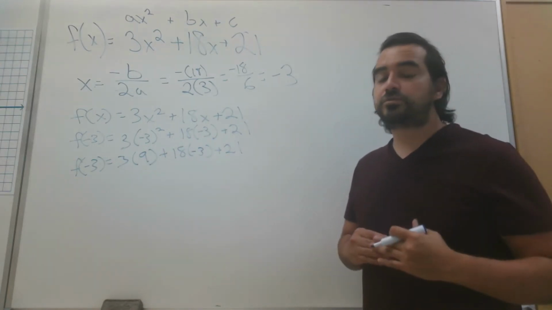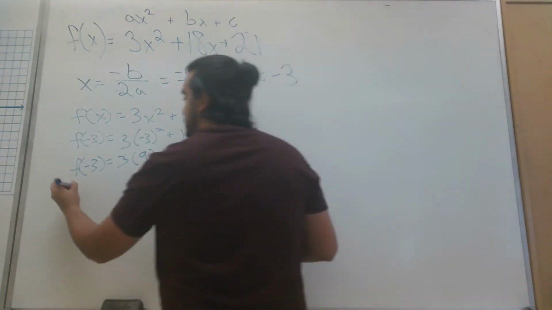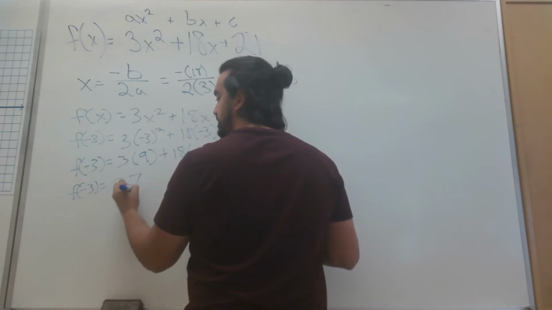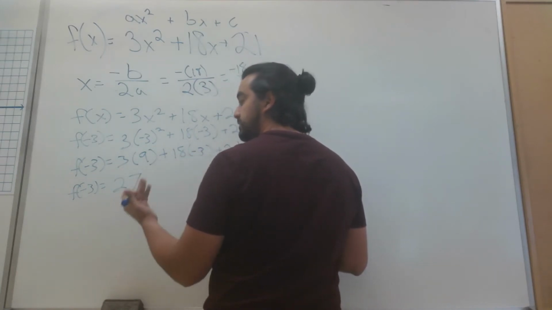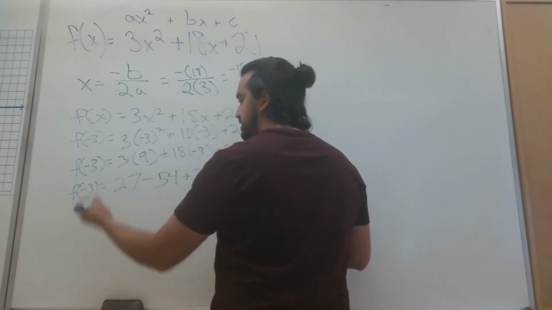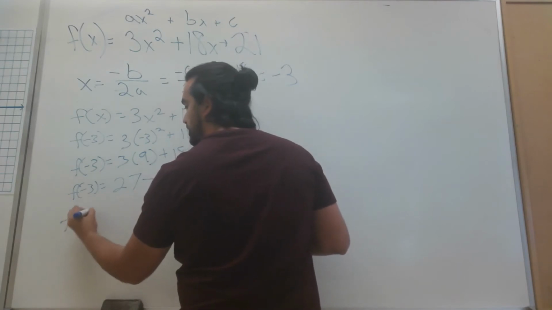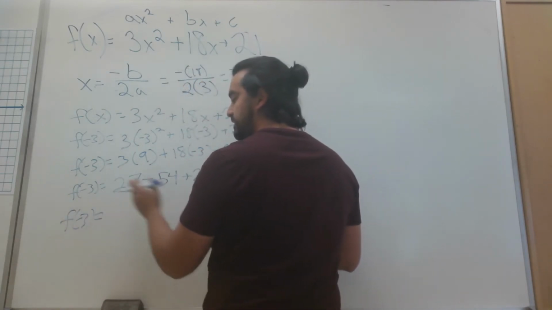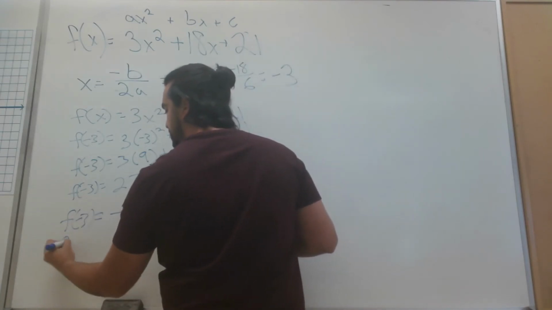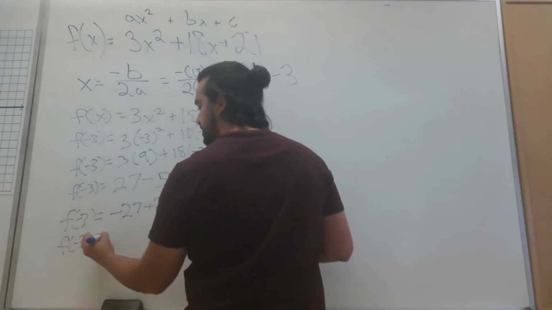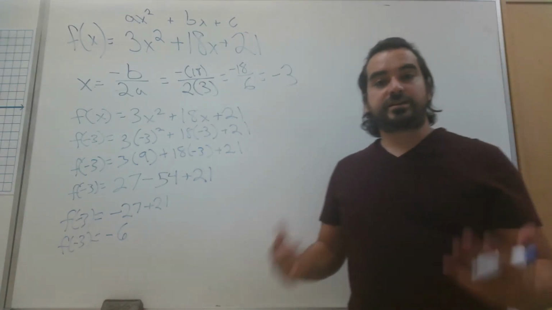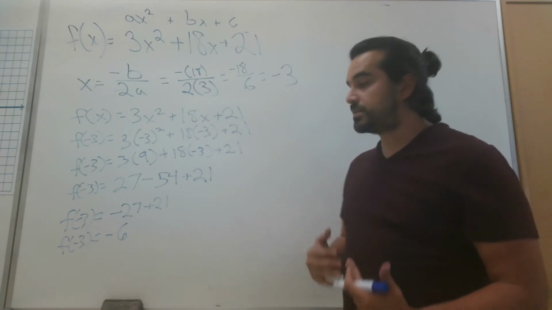Now from here, we're going to do multiplication or division. The function of negative 3 is equal to 3 times 9 is 27. Positive 18 times negative 3 gives you negative 54 plus 21. So the function of negative 3 is equal to 27 minus 54 gives us negative 27 plus 21. And then the function of negative 3 is equal to negative 6. So now we're able to find that when we plug in the axis of symmetry, our answer is negative 6.